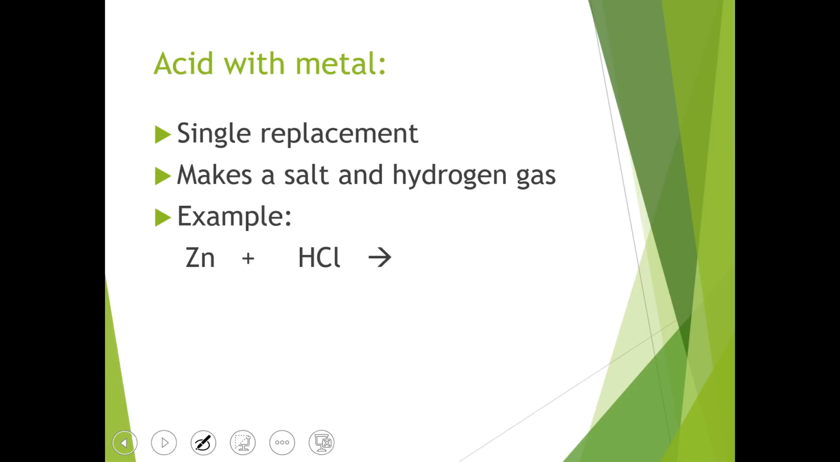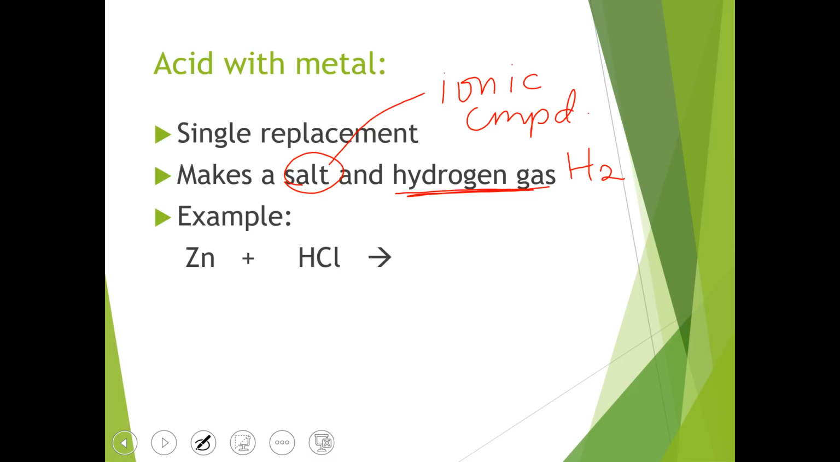So the first one is that anytime an acid reacts with a metal, it's going to undergo a single replacement reaction. And the products are very predictable. You're going to get a salt, which, remember, is just an ionic compound, and you're going to get hydrogen gas, which remember is diatomic, so it's always going to be H2.